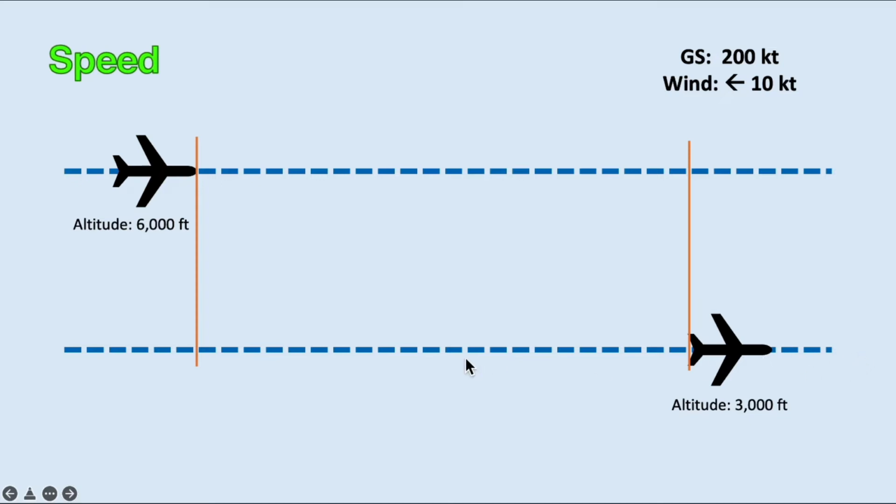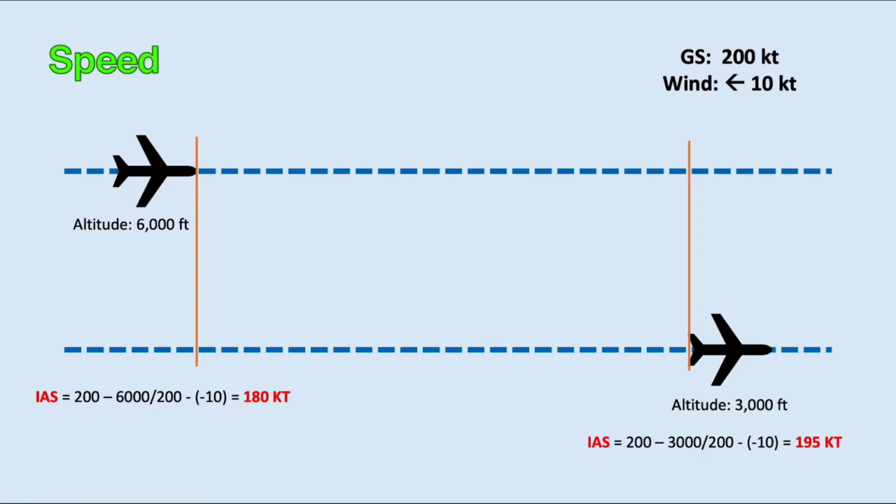So what is the indicated airspeed that you need to give to both planes in order to maintain the same ground speed? Here you have the example. If you apply the formulas, that means that to the plane that is flying higher, you need to give an indicated airspeed of 180 knots in order to maintain 200 knots ground speed. But to the traffic that is lower, you need to give an indicated airspeed of 195. So that's the example that I could give you.